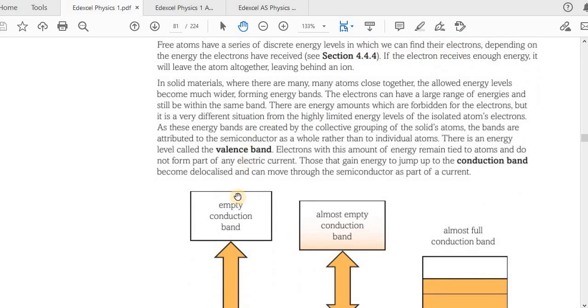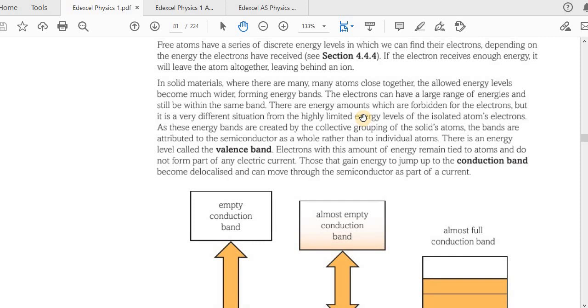So this is where we will see the valency band and the conduction band. If an electron receives enough energy, it will leave the atom altogether, leaving behind an ion. You have learned that when an electron is added or removed from a neutral atom, it becomes an ion.